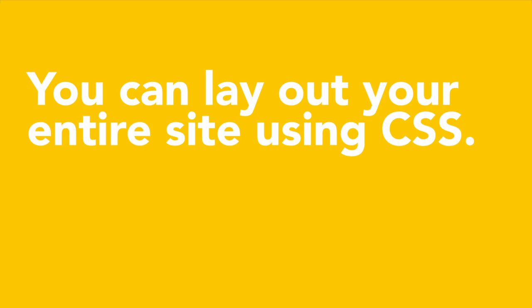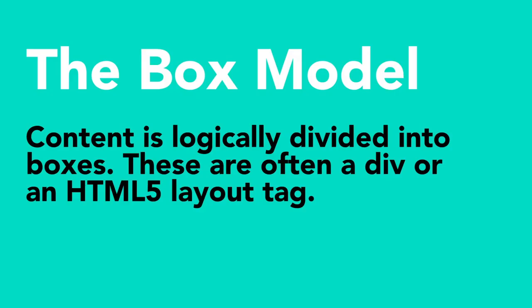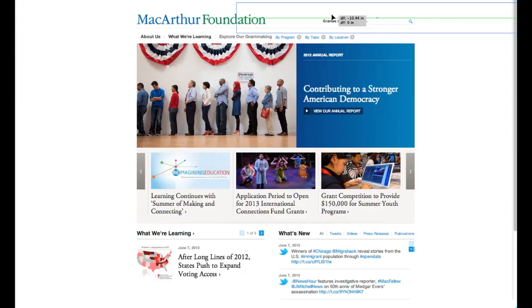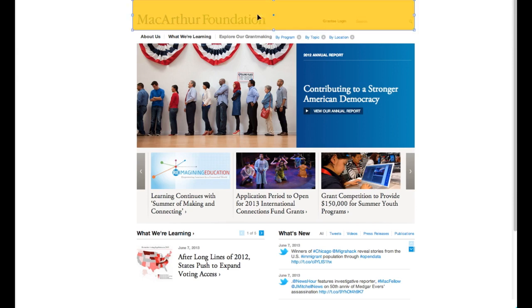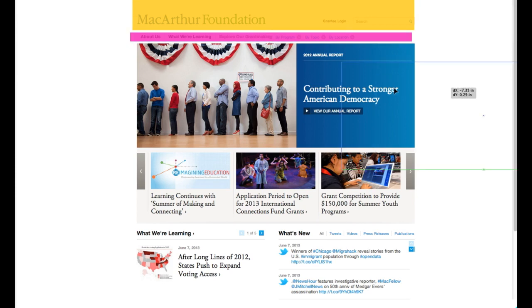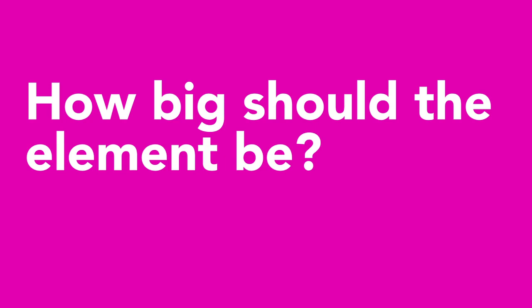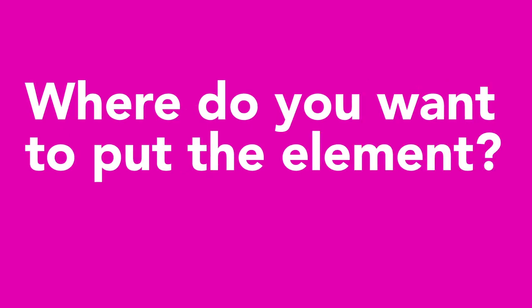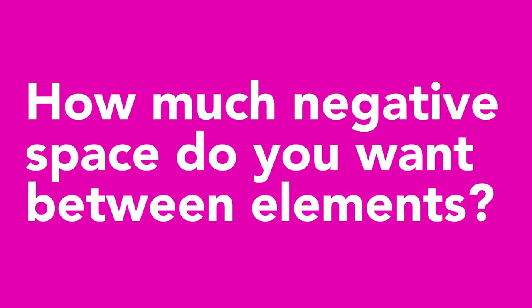So how can we use CSS for layout? The answer has to do with the box model we've talked a little bit about. Think about every layout tag and every div with a class or ID attribute as a box you've created. Now, all you need to do is tell the computer how big that box should be, where it should be on the page, and how much negative space you want between these box elements.